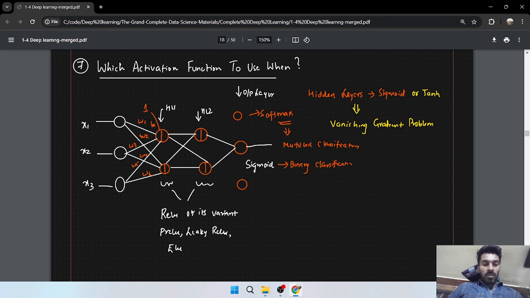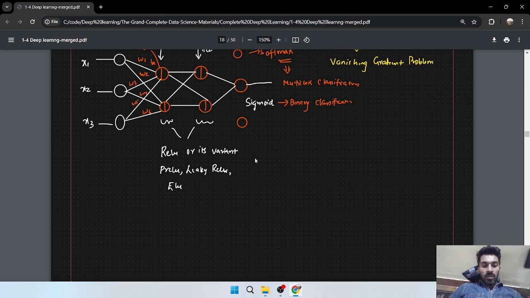And if you have a regression output, then use a linear activation function in the output layer.